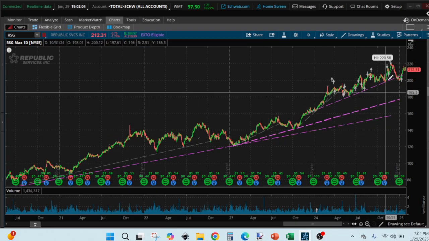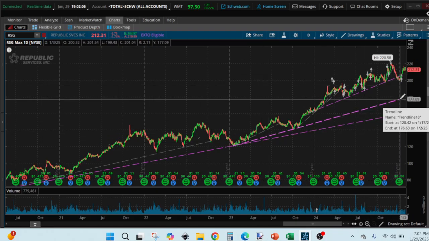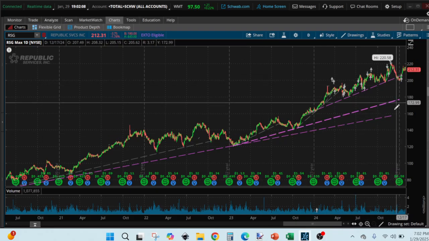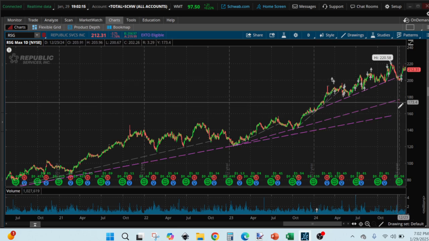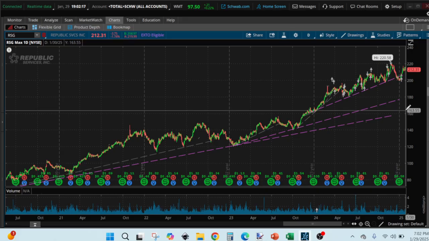So if it falls back from there, it might fall back to this one, but again, this one and this one are not too far from each other. So even if it falls back to here, we can still wait for it to go back up before we sell it.